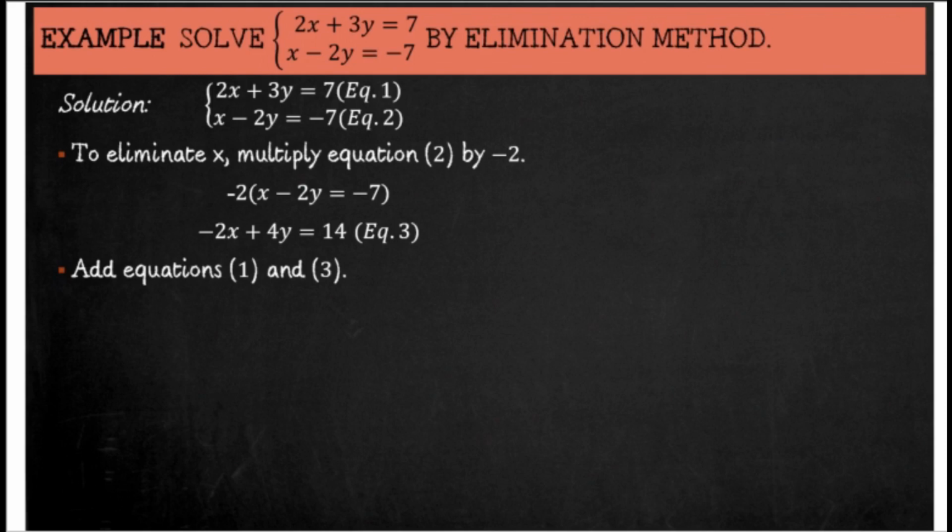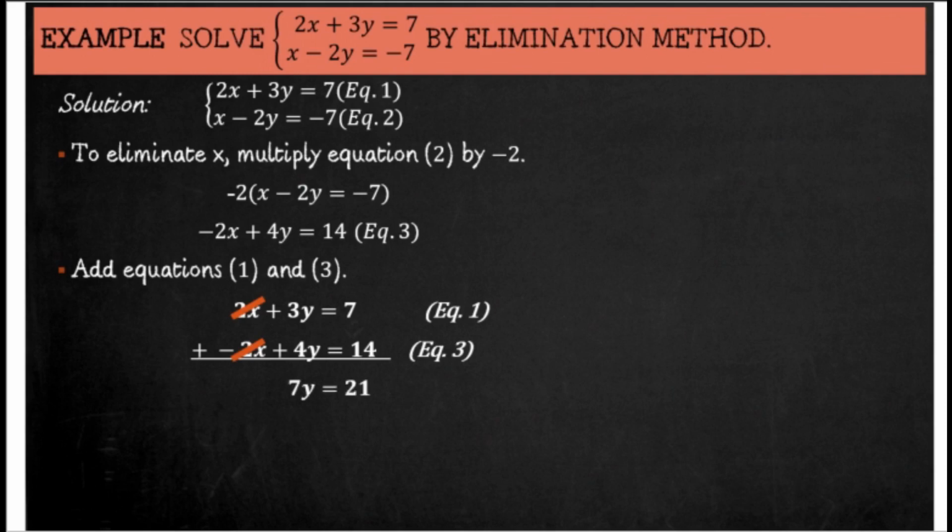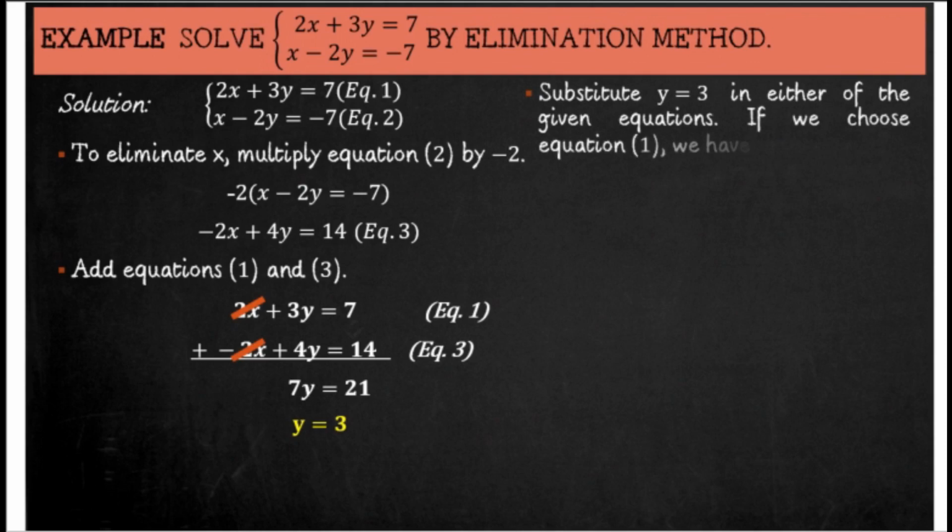Next, add equations 1 and 3. Equation 1 is 2x plus 3y equals 7 plus the equation 3, -2x plus 4y equals 14. 2x and -2x are eliminated, so the result is 7y equals 21. Now divide both sides by 7 to get the value of y equals 3. Next, substitute y equals 3 in either of the given equations.